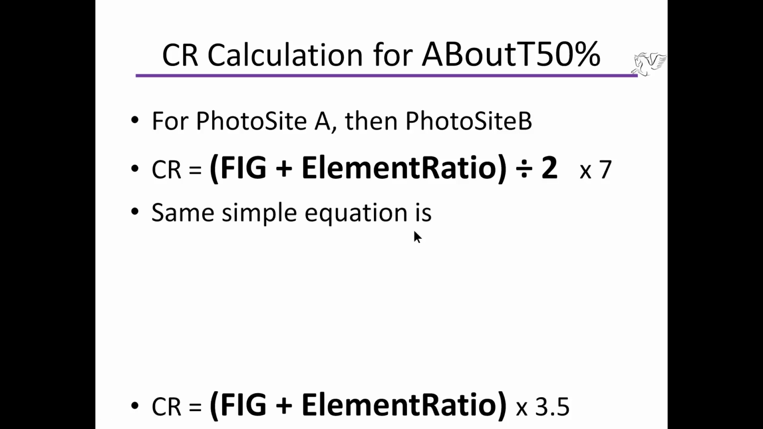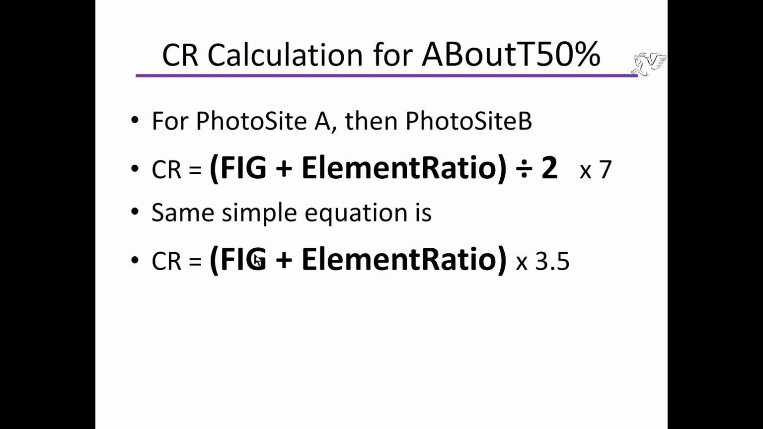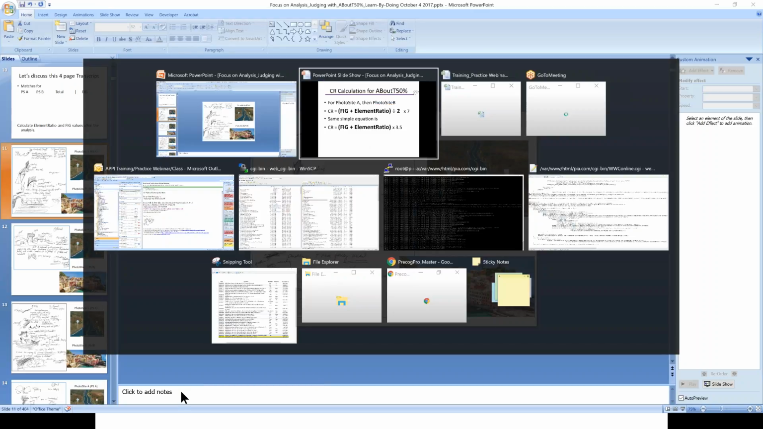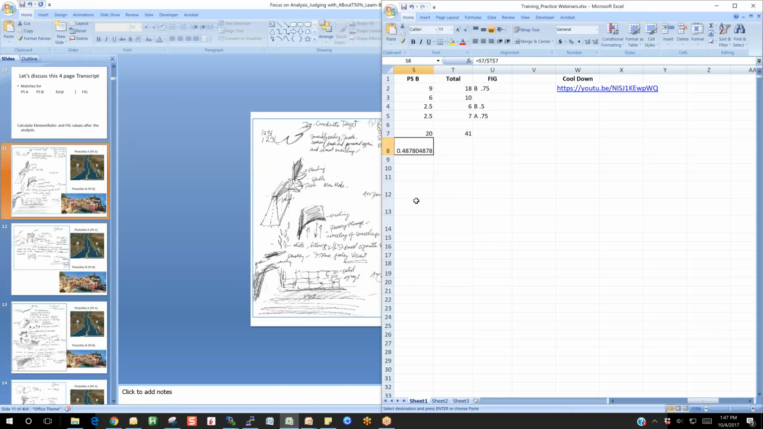Well, that turns out to be exactly the same as taking the fig number, which we haven't done yet, but we have done the element ratios, and multiplying that by 3.5. Okay, so this shows that. What we have to do now is come up with the overall figs on our table, and then we're done. So in this table, for B, I clearly am over 1, but the biggest the fig could be for B is 1. So that's a 1.